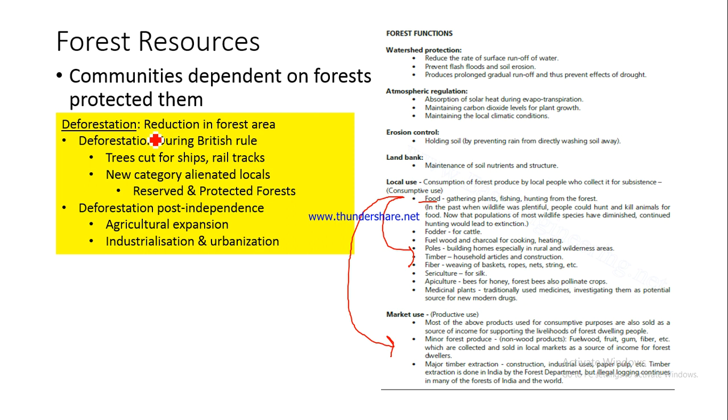Deforestation is reduction in forest area. Why? Because the trees are being logged down, they are being cut down. So naturally there would be a reduction in the forest area.